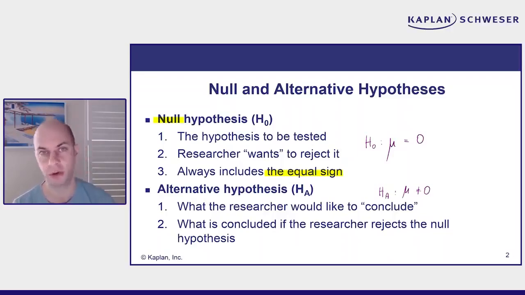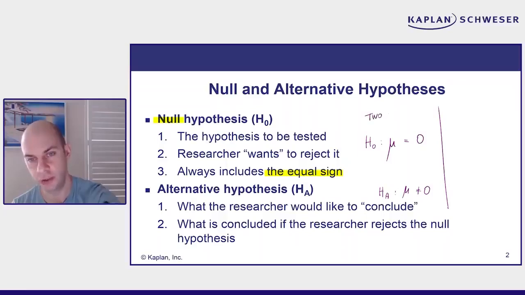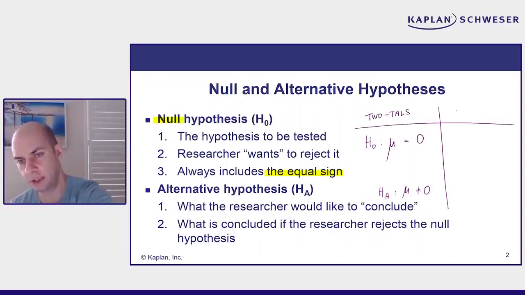So when we are talking about the significance of the test, we will be splitting that across two tails. Now that's, as I said, two tails. And now let's look at a one-tail example.